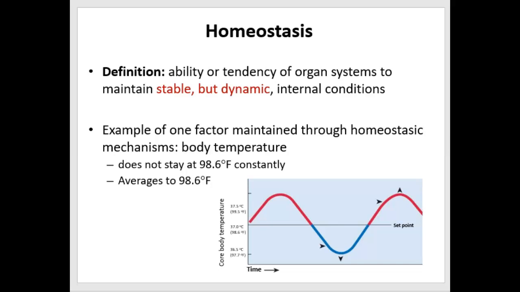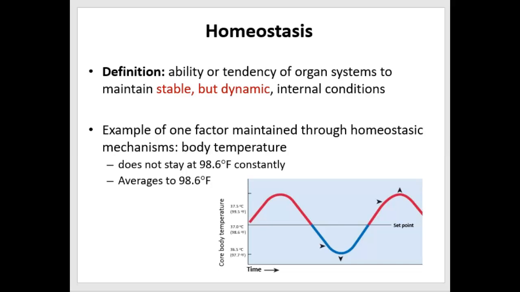But it doesn't stay that temperature 24 hours a day, 7 days a week, the entire year. It averages 98.6 degrees Fahrenheit. Although there is an article that was recently published that says that that's a little bit high for average body temperature, and it's really something more like 97 degrees, but we're going to stick with what has been known for years, I guess, 98.6 degrees Fahrenheit.